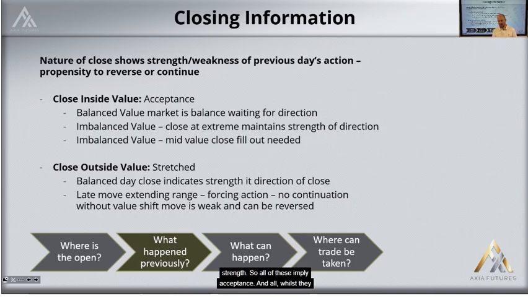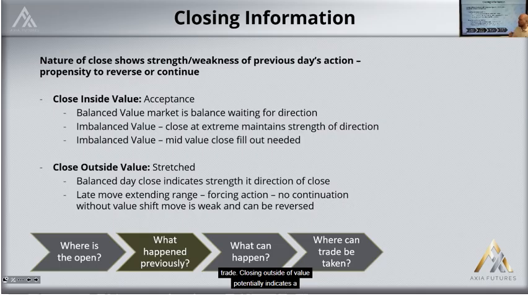So all of these imply acceptance. And all, whilst they might maintain a directional bias overall, generally lead to more of a filling out, generally lead, in the example of a trend that closes at the high, to a more balanced day before then perhaps another continuation. It's where you close outside of value that we're interested in terms of having an early trade.